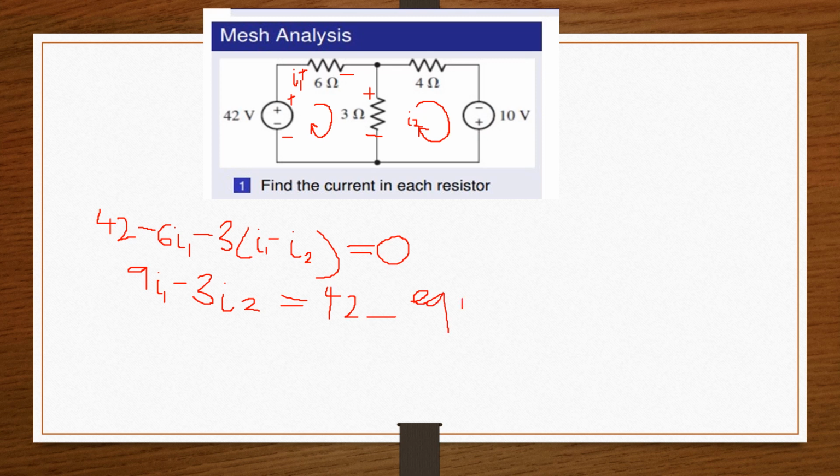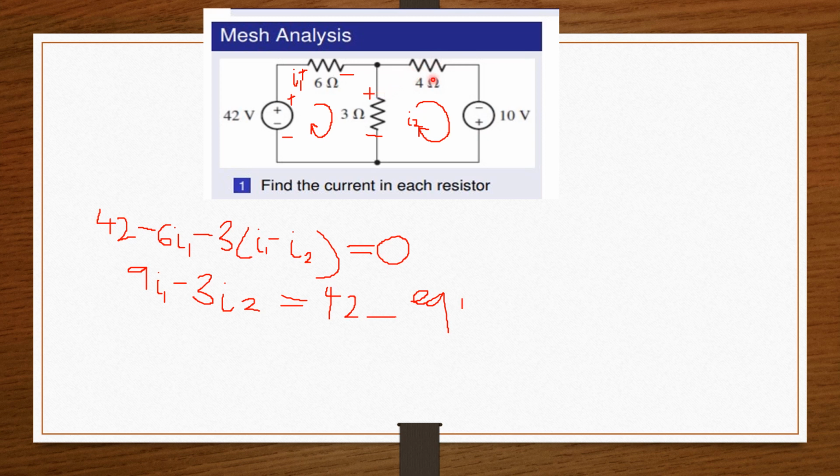So now let's move on to mesh 2. In mesh 2, we have I1 moving in the clockwise direction. So let's do our sign conventions. We've already assigned the 3 ohm resistor, which is negative here and then a positive over here.